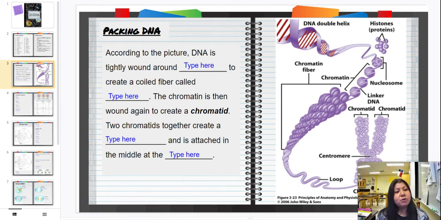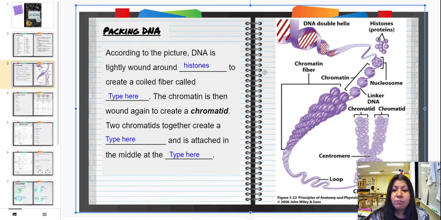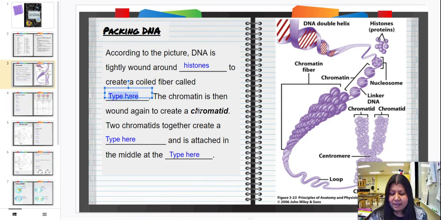Now, how we get to that chromosome is we're going to take our double helix DNA, and it's going to be wrapped around a protein called a histone. So that's actually going to be our first blank right here. I'm going to go ahead and type in histone. And so our DNA is going to be tightly wound around these histones, and it's going to create a coiled fiber. If I look at my diagram, once my DNA wraps around these histones, that coiled fiber is going to be called a chromatin. So I'm going to highlight this and fill in chromatin right here.